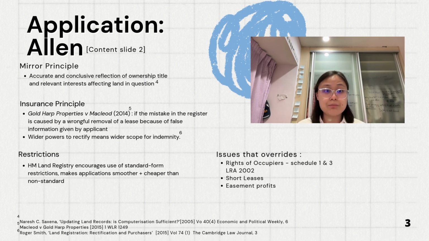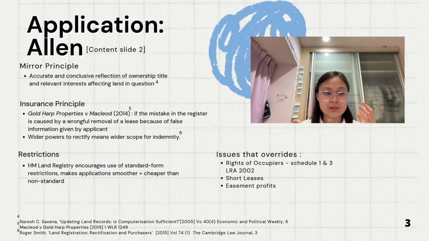So this is definitely an improvement from the Land Registration Act 1925, allowing alterations by the court and the registrar, and thus ensuring the integrity of the register won't be compromised by allowing widespread alterations to be made. So in the case of Goldhart Properties and McLeod, if the loss in the register is caused entirely by the wrongful removal of a lease based on false information, it's just an example, then indemnity will be provided.